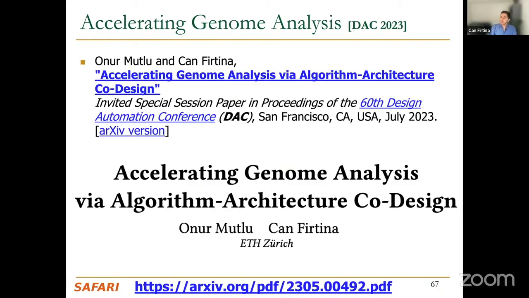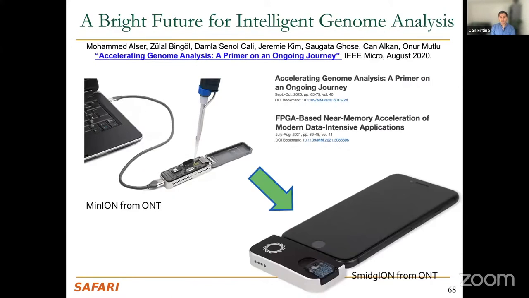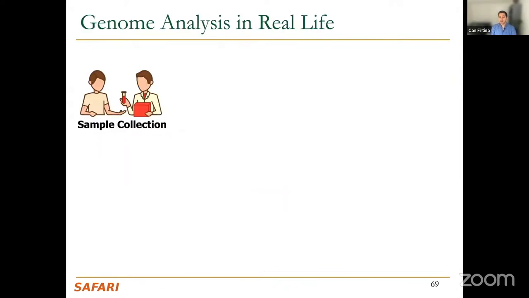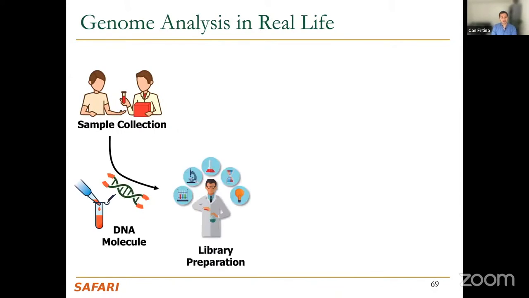And if you're interested in learning more about this topic in the context of genome analysis, this is our paper that was presented at DAC this year. Our paper is also available online. And also, we know that there's a bright future for intelligent genome analysis because the sequencing machines are improving. We are designing intelligent architectures. So it's almost a matter of time, let's say, to perhaps even achieve our goal.